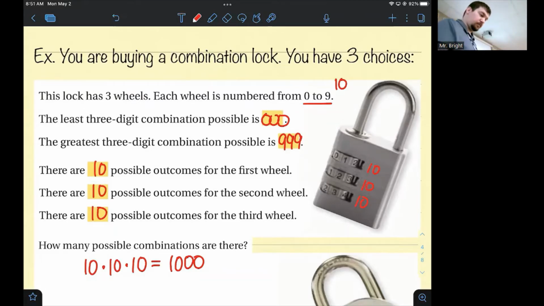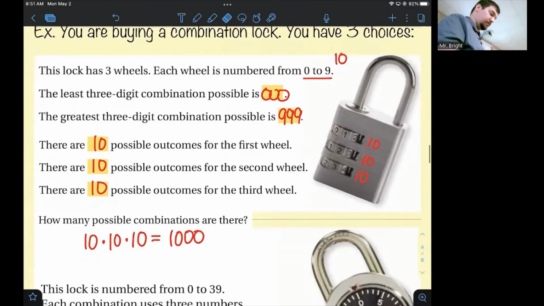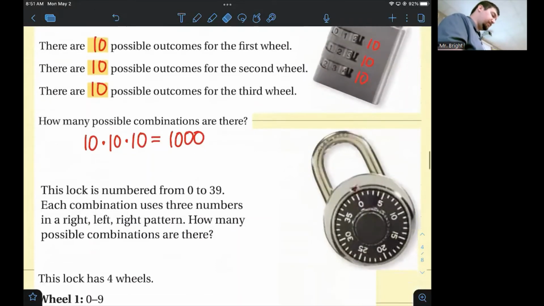Yes. Wait, why can't we count 0 if it's not doing it? Because 0 is one of the numbers that you can select. It could actually be part of the code. Oh, really? Yeah. So if you were setting this lock yourself, you wouldn't want to set it at 0, 0, 0, because that's probably the first one someone would try to check if they're going numerically, right? So yeah, I wouldn't start there, but 0 could be one of the numbers, or 3 numbers.